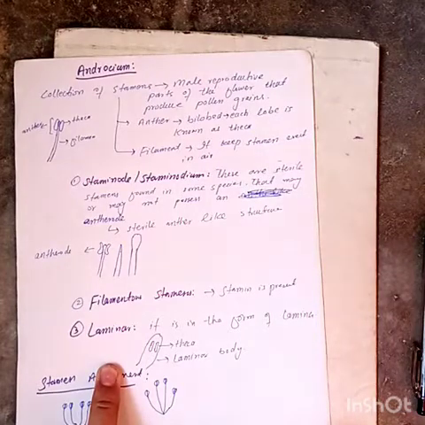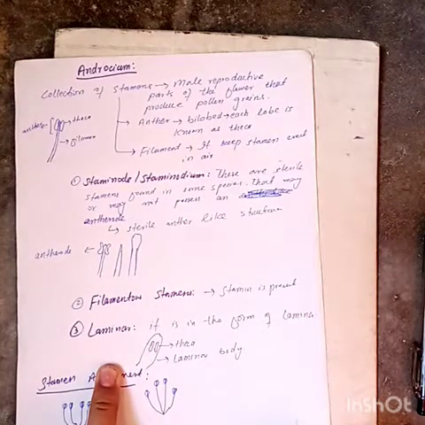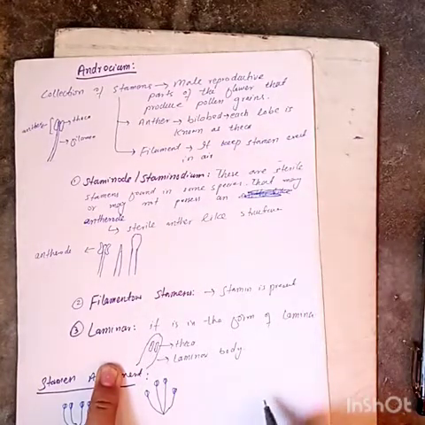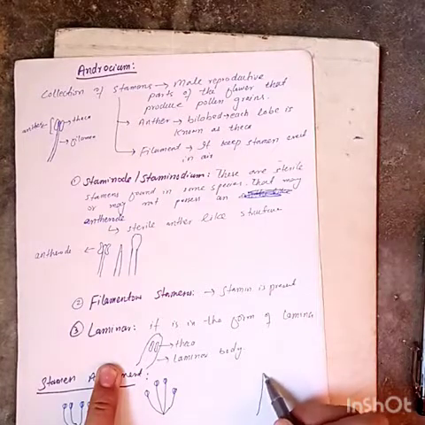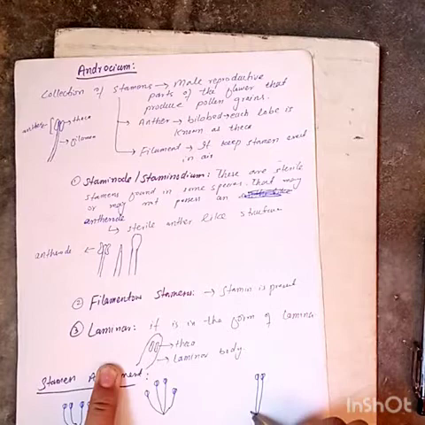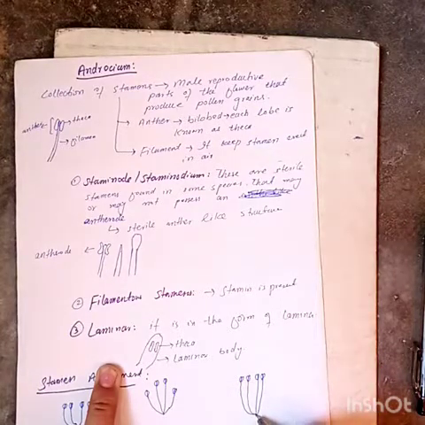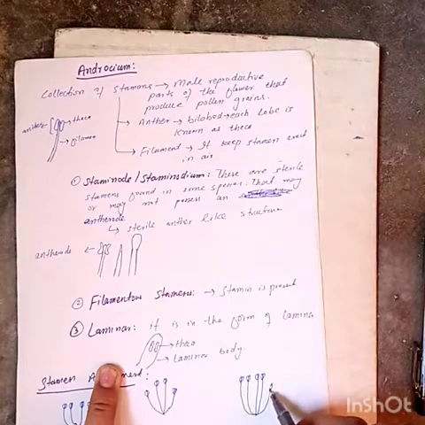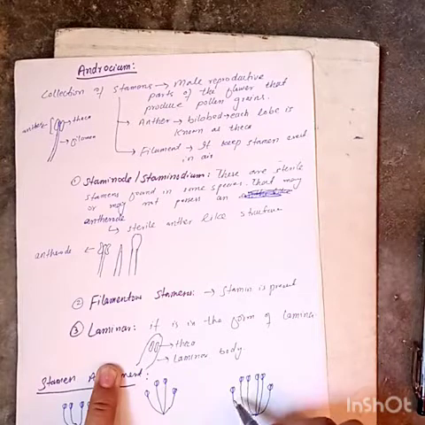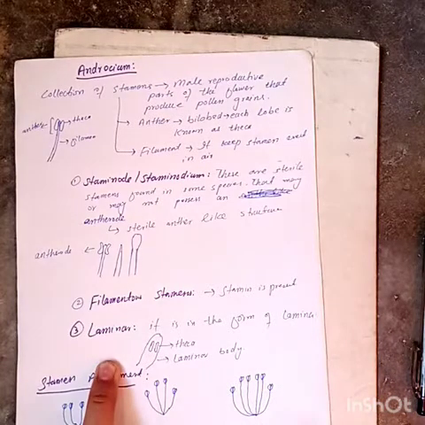The other one is tetradynamous. It consists of 2 groups of long stamens. This is group number 1 and this is group number 2. These are long, while this group is short. 4 are long and 2 are short. They are known as tetradynamous.